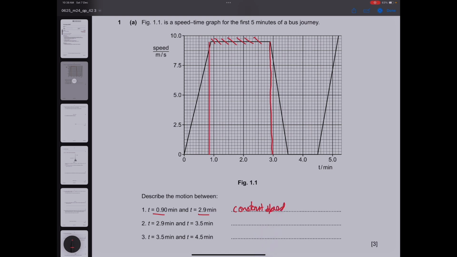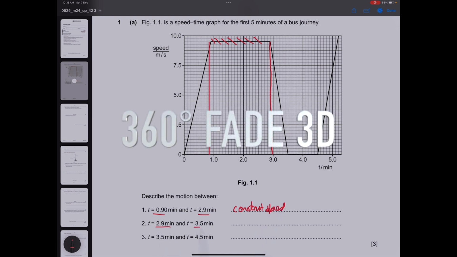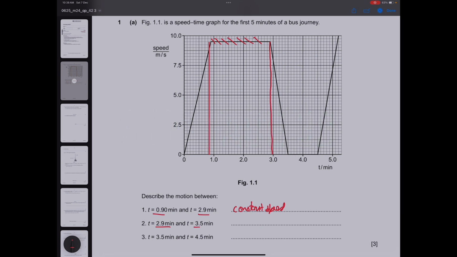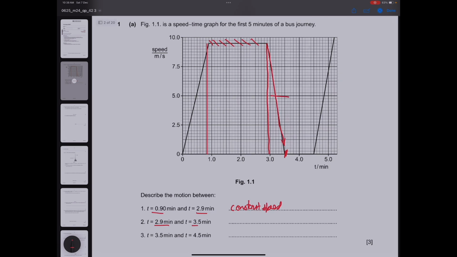Then t is equal to 2.9 minutes to 3.5 minutes. Now 2.9 is somewhere around here and 3.5 is somewhere around here. Here, you can directly see that the velocity is decreasing, but it is decreasing at a constant pace. How do I know this? Because the gradient or the slope is constant, right? So, you can just mention here uniform deceleration or constant deceleration. Then from 3.5 minutes to 4.5 minutes, 3.5 is somewhere here, 4.5 is somewhere here. You can notice that the velocity is 0 here, so you can mention stationary.